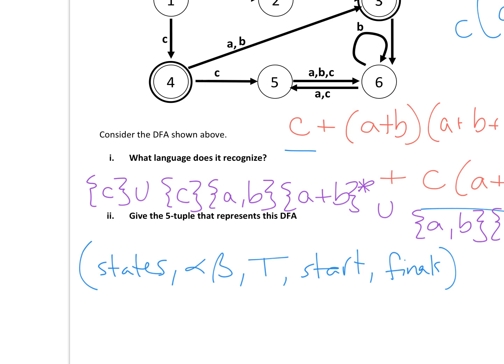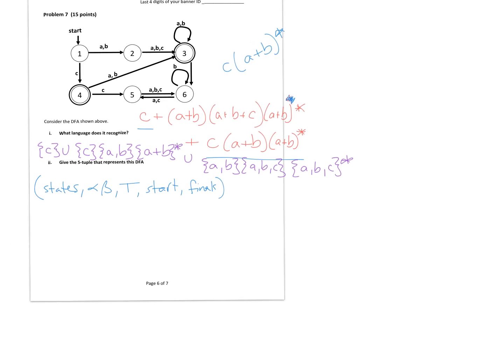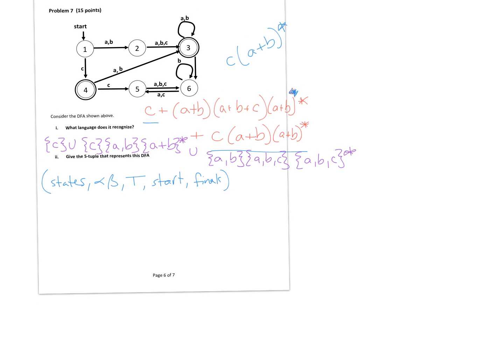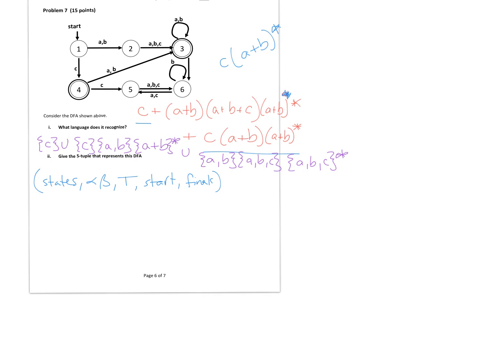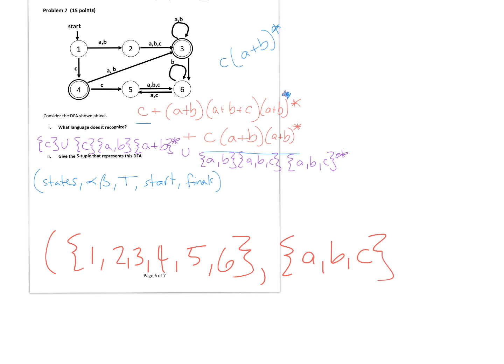So let's see what happens. Can I shrink this a little bit? There we go. So I can put my DFA up there and we can work on this. My states is a set, and we have the states 1, 2, 3, 4, 5, and 6. My alphabet is also a set. This is over the alphabet A, B, C. My transition table, I'm going to write as T, and then I'll just detail what my transition table is here.